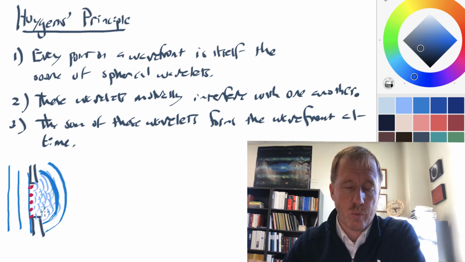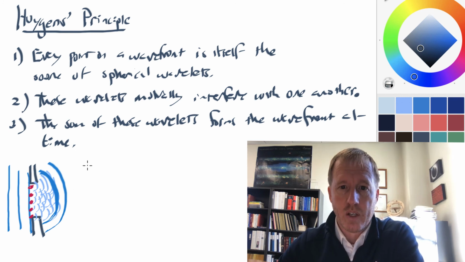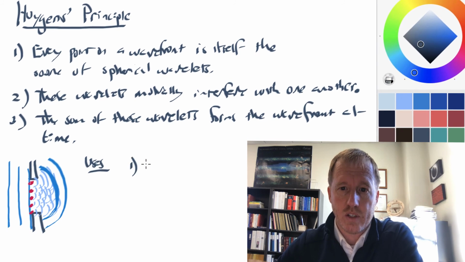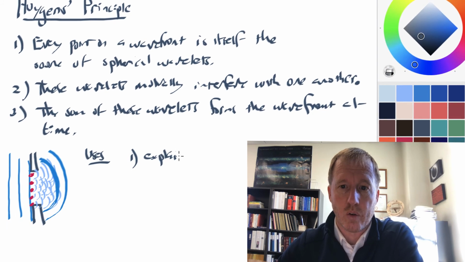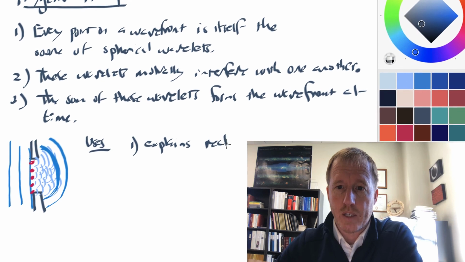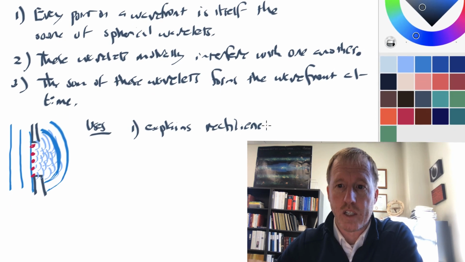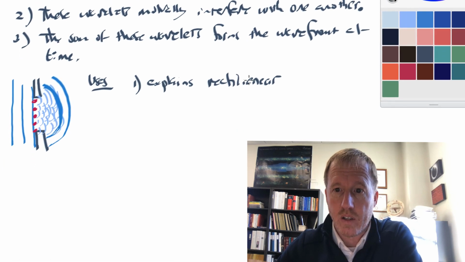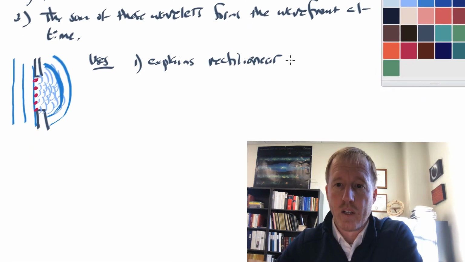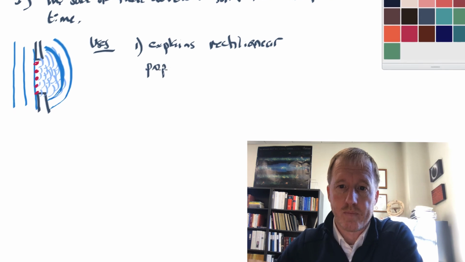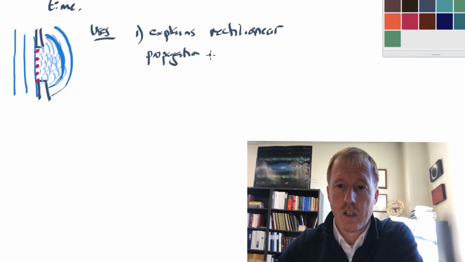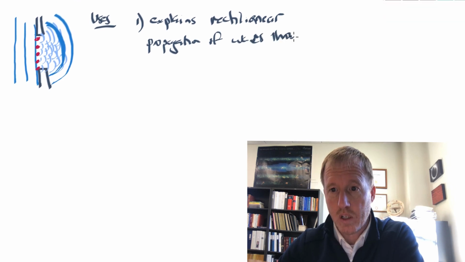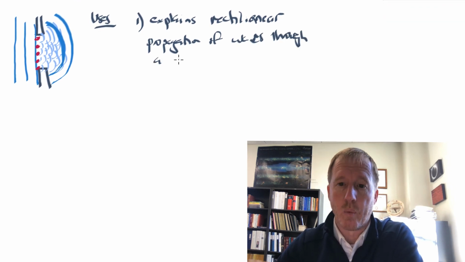Now, how does Huygens use this? The use that Huygens makes of this is, first of all, he says it explains the rectilinear, or straight line, propagation of waves through a barrier, through a window, let's say.